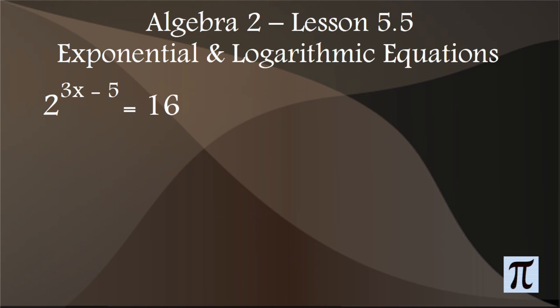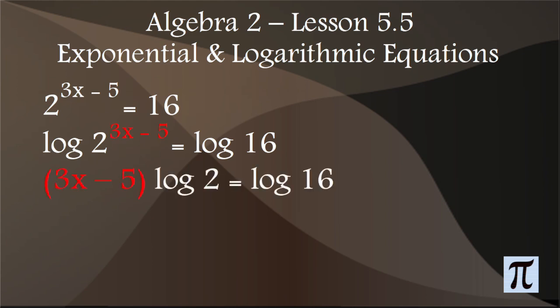Here's a slightly more complicated expression. But once again, we can take the log of both sides of the equation. And again, on the left side, we're taking the logarithm of an exponential expression, which allows us to pull that exponent out in front of the logarithm. So we end up with the quantity of 3x minus 5 times log 2 equaling log of 16.